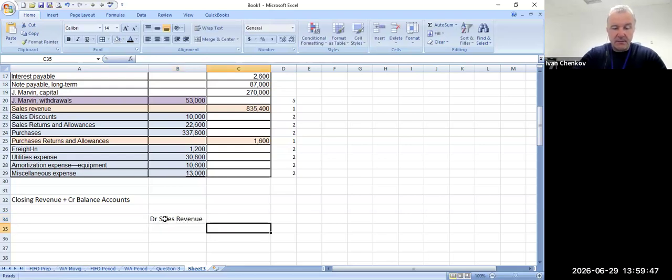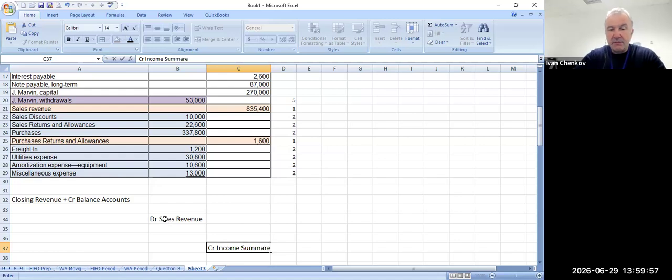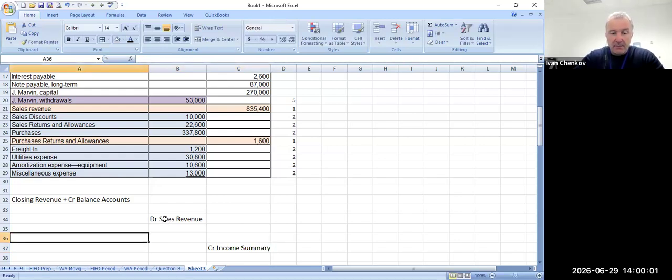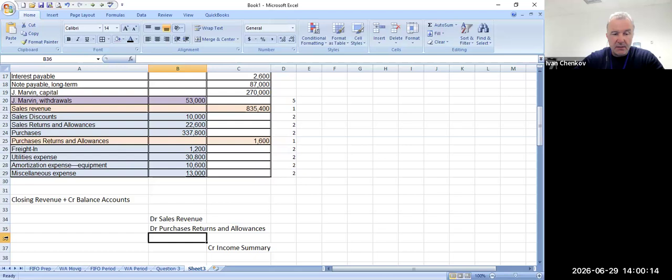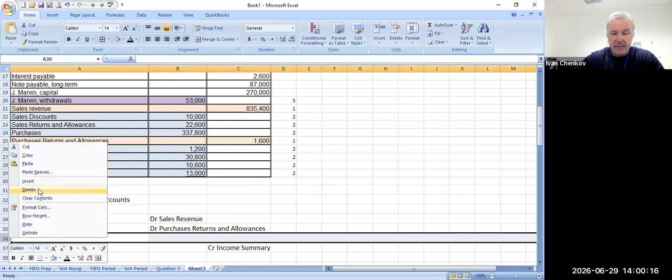And we're gonna credit income summary. Let's go here, credit income summary. We're closing everything in the income summary account. But we also have purchase return allowances. Let's close that one too. Debit purchase return allowances. And again, credit will be income summary.